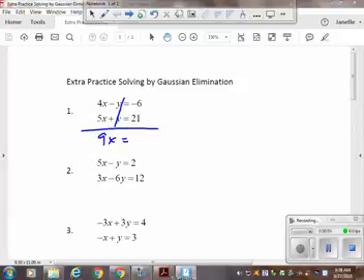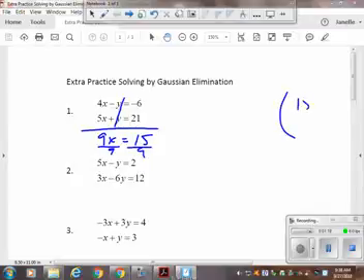Close. 15. All right. So that's a problem because 9 doesn't go into 15 evenly. Everybody see that? So my x part is 15 over 9.